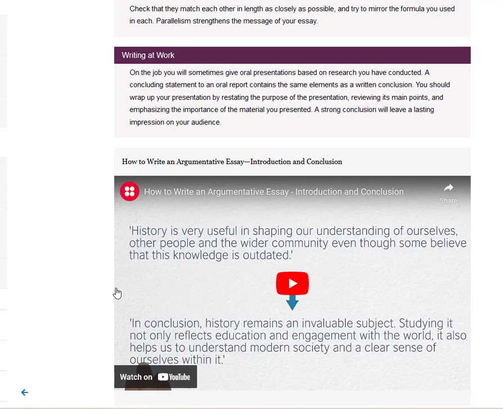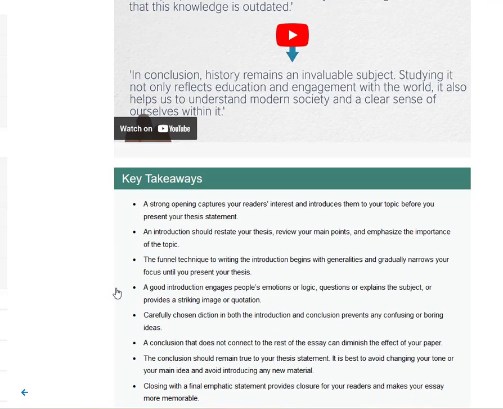On the job, you will sometimes give oral presentations based on research you have conducted. A concluding statement to an oral report contains the same elements as a written conclusion. You should wrap up your presentation by restating the purpose of the presentation, reviewing its main points, and emphasizing the importance of the material you presented. A strong conclusion will leave a lasting impression on your audience.